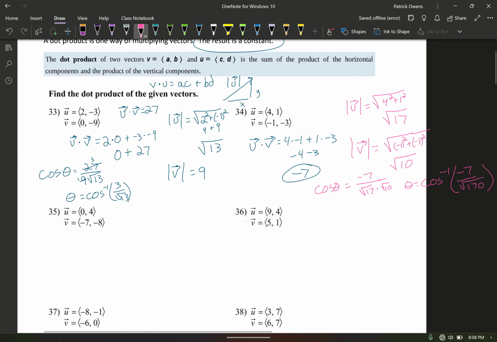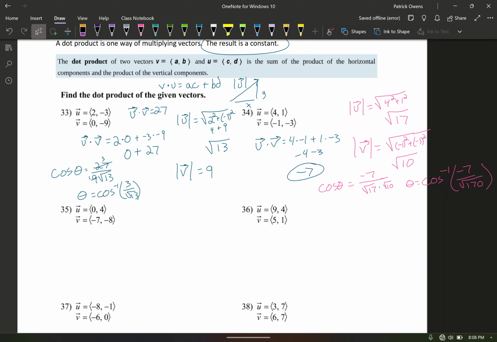So you've got some practice on here, and then next lesson we are going to take a look at how we apply these vectors and how we're going to use the properties we've talked about today.